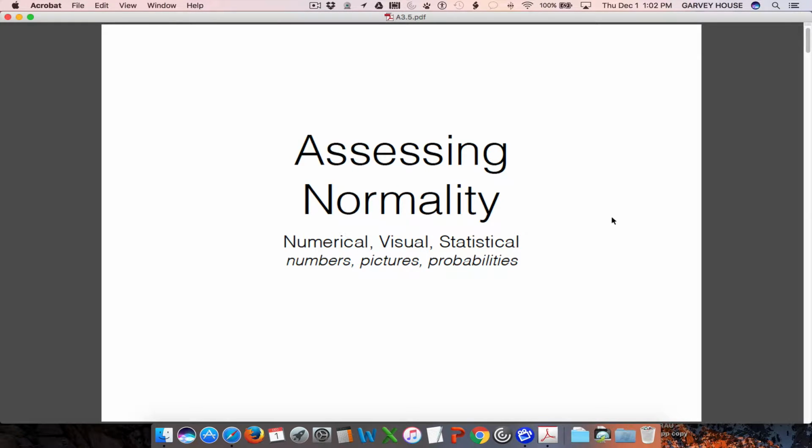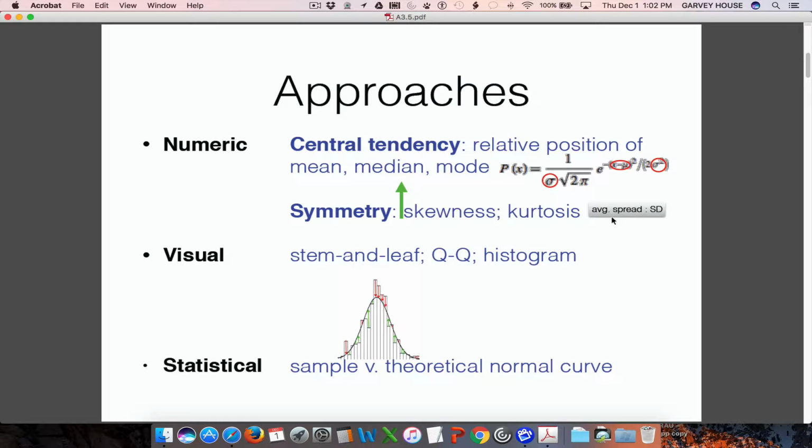This presentation is about assessing normality of interval and ratio level data. There are three approaches to assessing normality: numeric, visual, and statistical.